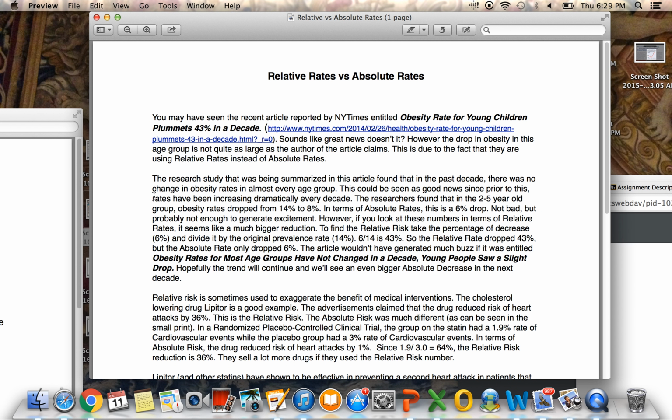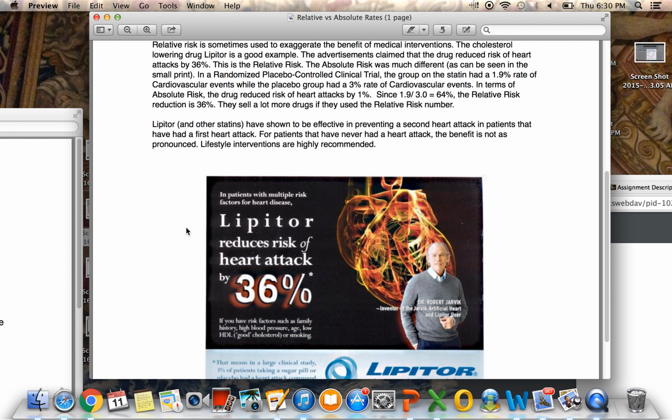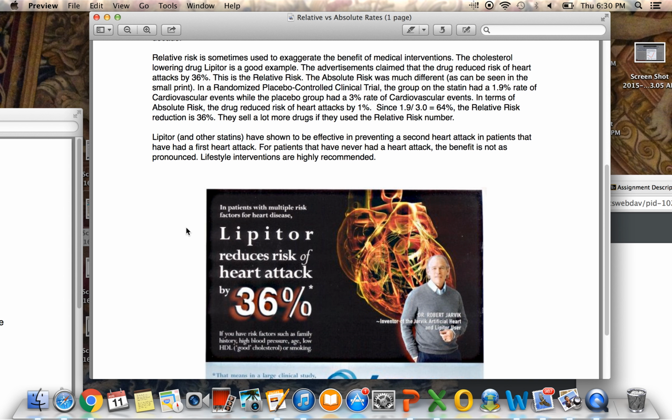I know that might be confusing, but the idea here is that oftentimes when you hear these rates, it's not an absolute rate, it's a relative rate, and they do that to essentially exaggerate the effect. And they do this oftentimes for drugs. What you hear is Lipitor reduces the risk. I'm picking on Lipitor, but we could have done this with any drug. Lipitor reduces risk of heart attack by 36%.